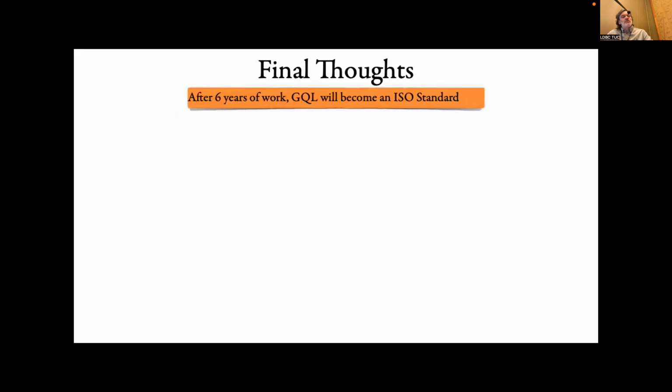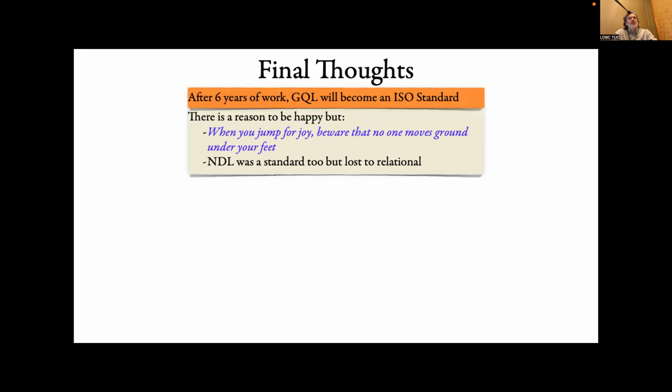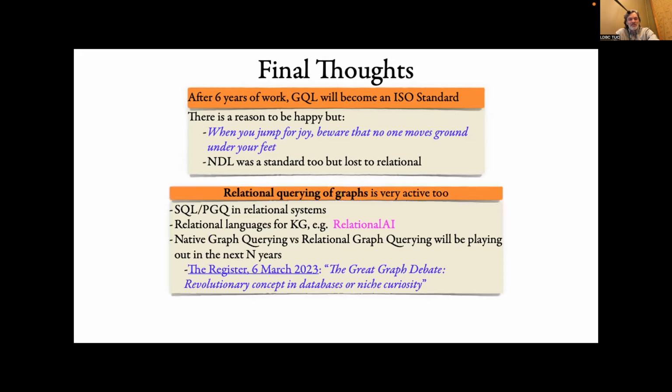Okay, and just final thoughts. After these six years of work, or five, six, depends how you count, GQL will become a standard. But all my Polish friends are gone. Or not all of them, but I would quote from Jerzy Lec, who said, "When you jump for joy, beware that nobody moves the ground under your feet." Because NDL was also a standard, but it didn't leave a lasting impression on the community.